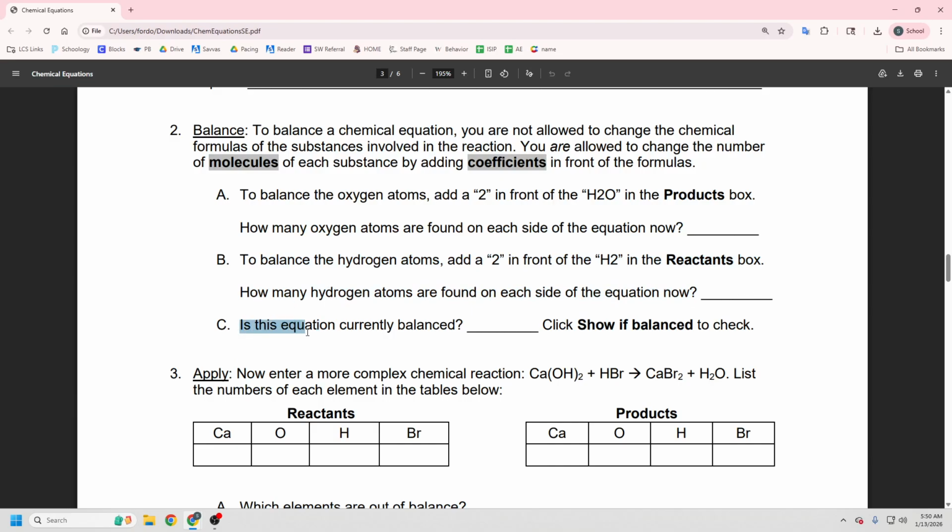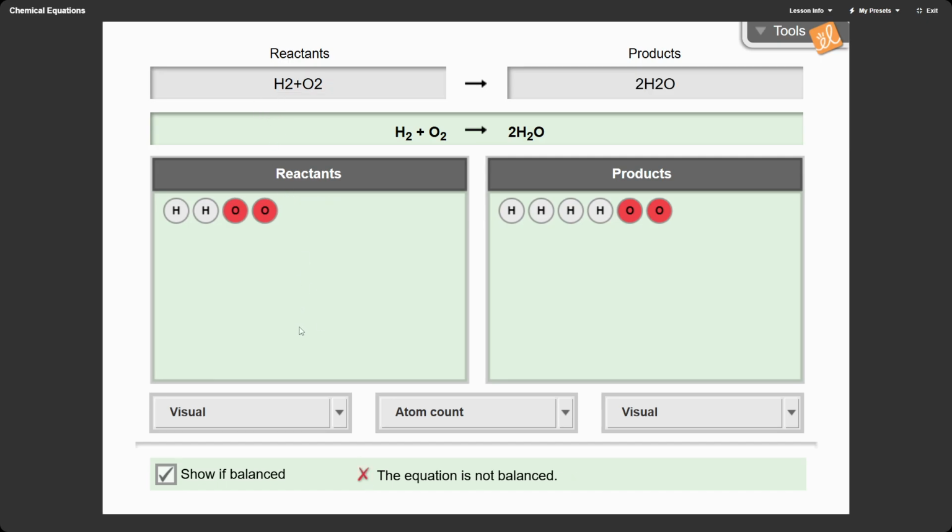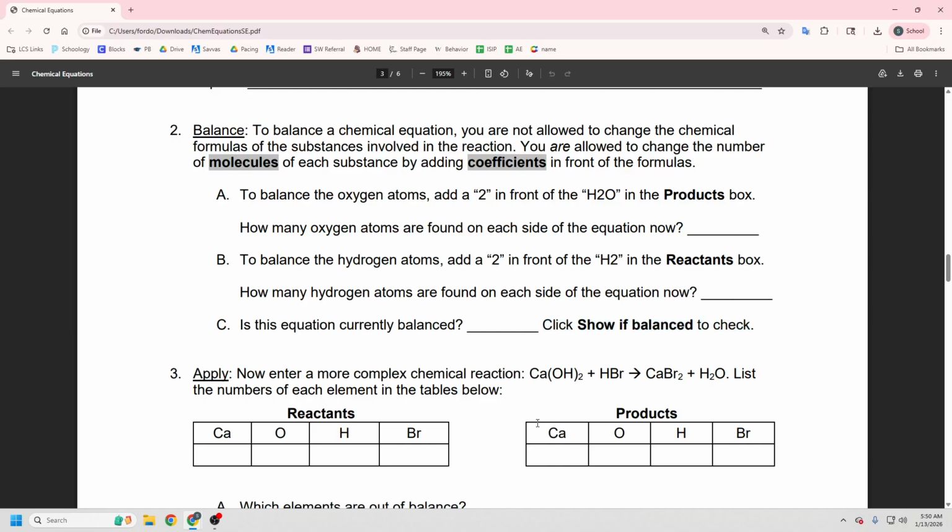2C. Is this equation currently imbalanced? Click Show Balance to check. You go down here to the bottom box and it shows if it's correct, there'll be a green check mark. But if we have it wrong, it'll show an X. Apply.